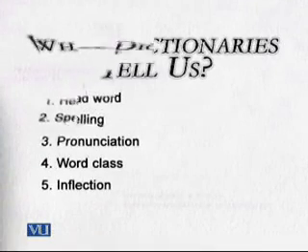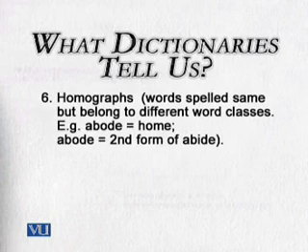After inflection, there are some homographs. Homographs are what? Homographs means such words which have the same spellings, but their usage is different, or their word class is different, for example. To give you an example, let's say abode, A-B-O-D-E. Abode is a word which means someone's home, for example. But abode is also the second form of abide.